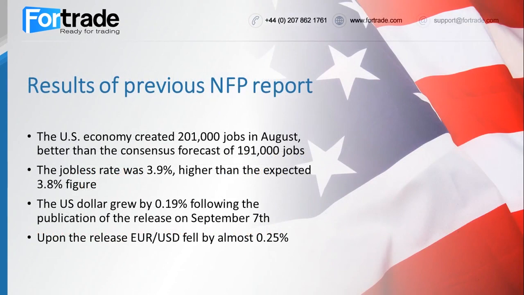Non-farm payrolls released on September 7, 2018 show that the US economy created 201,000 new jobs in August, better than the predicted estimate of 191,000 jobs. The jobless rate increased to 3.9%, which was worse or higher than the expected figure. The US dollar index grew by 0.19% following the publication of the release on September 7th.